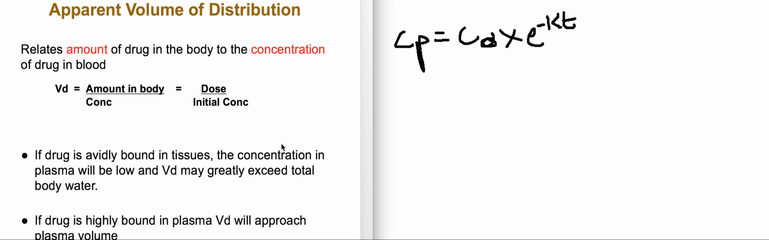So we've gone through this. Apparent volume of distribution is the amount in body divided by the concentration. If a drug is avidly bound in tissues, the concentration in plasma will be low. So therefore, if a drug is avidly bound in tissues, the VD will be high. Sorry, it's because there's loads in the amount in the body, but the concentration in the blood is really low. So you have a bigger number on top divided by a smaller number, which means you end up getting a bigger VD value, volume of distribution.